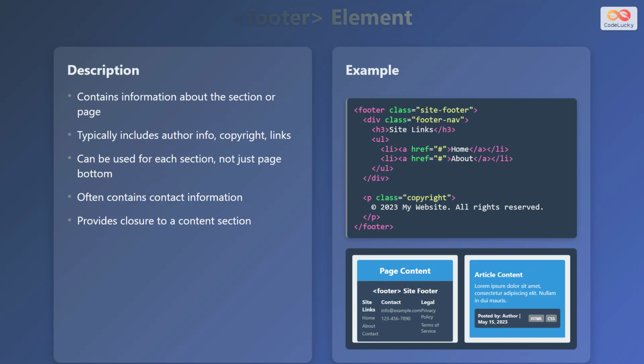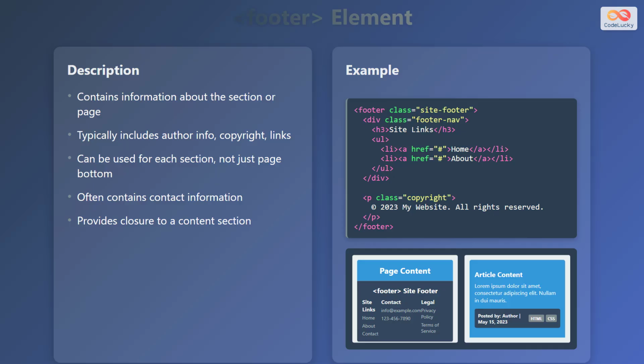Let's discuss the footer element. The footer element contains information about the section or page. It typically includes author information, copyright information, and links. It can be used for each section, not just the page bottom, and often contains contact information. It provides closure to a content section.